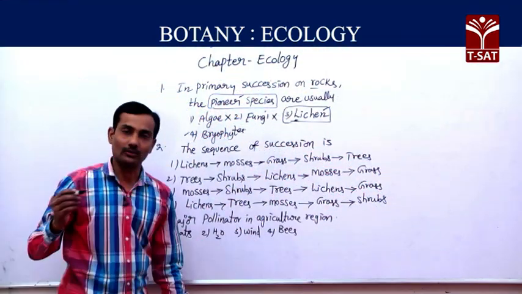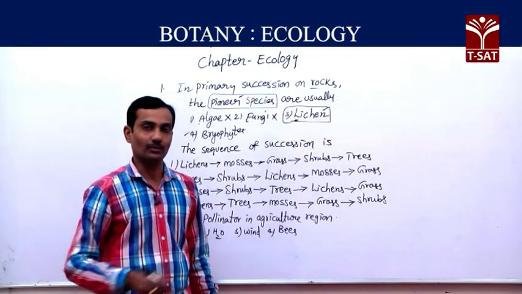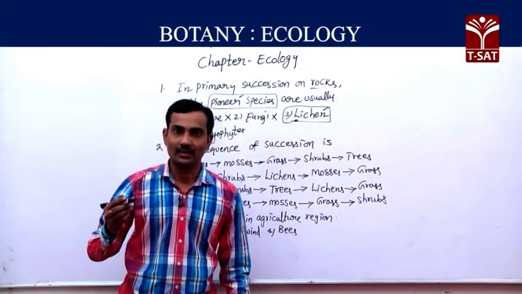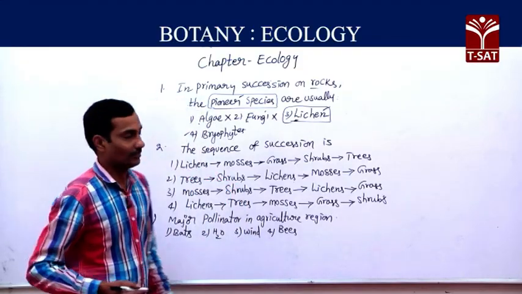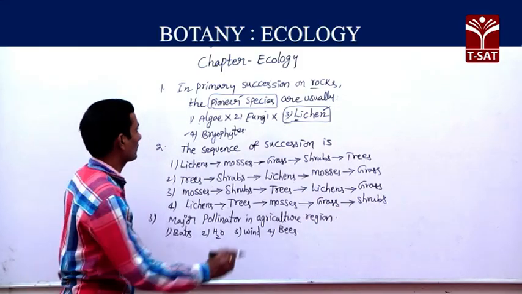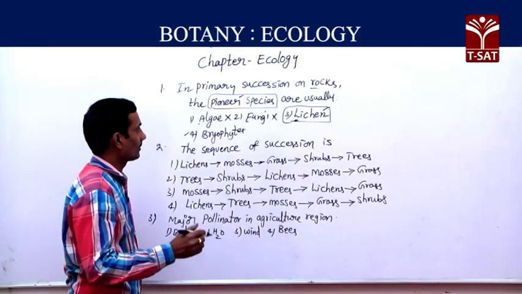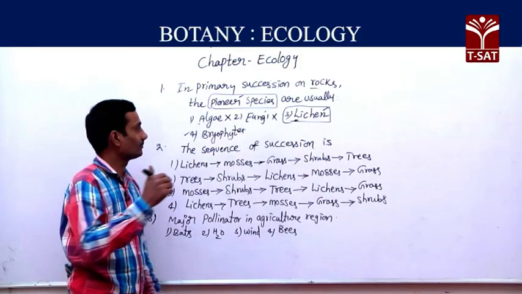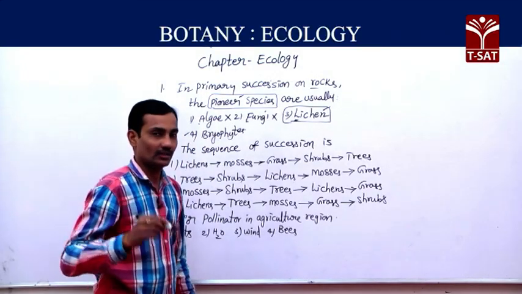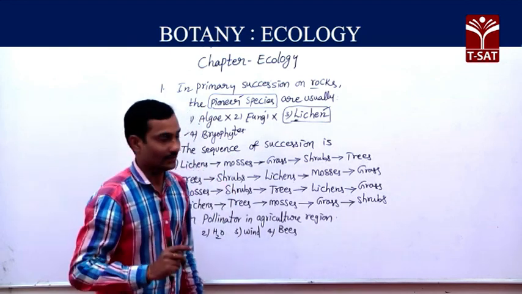Now at present we are going to discuss a few objective bits which are related to today's topic. They were given in previous national level entrance exams. In primary succession on rocks, the primary species are usually... There are different options here. Among these options, only one species is the pioneer species.